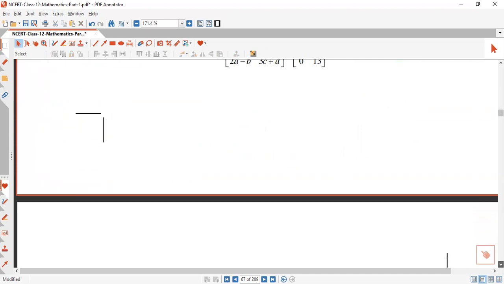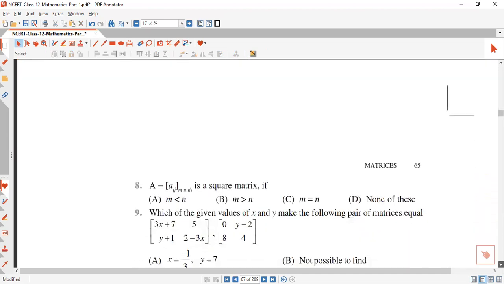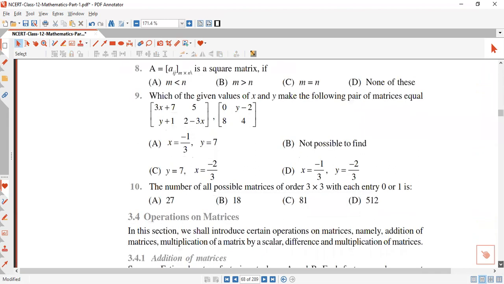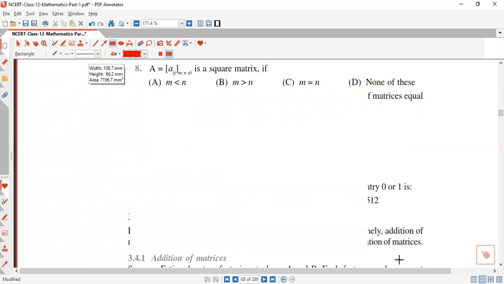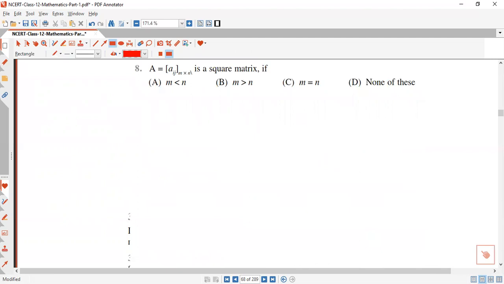Now, after question number 7, we are going to solve question number 8. If A equals Aij, M by N is a square matrix, and we are saying that the number of columns is equal to the order. The number of rows and number of columns must be the same in a square matrix. So M must be equal to N. So answer C is the right answer.